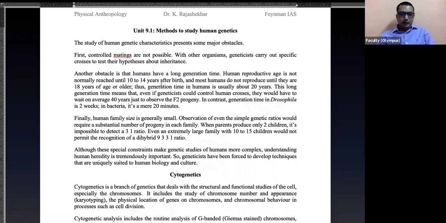Okay, so this is what I've explained here. Normally, humans reach reproductive age only after 10 to 14 years after birth, and most humans do not reproduce until they're 18 years of age. So having children will begin only after that, and then they have to wait for 40 years on average just to observe the F2 progeny. Whereas for the Drosophila, you wait for 2 weeks and you get the next progeny. For bacteria, you wait for 20 minutes, you get the next generation. So it is convenient to work with the other organisms, the model organisms, but very difficult with humans.